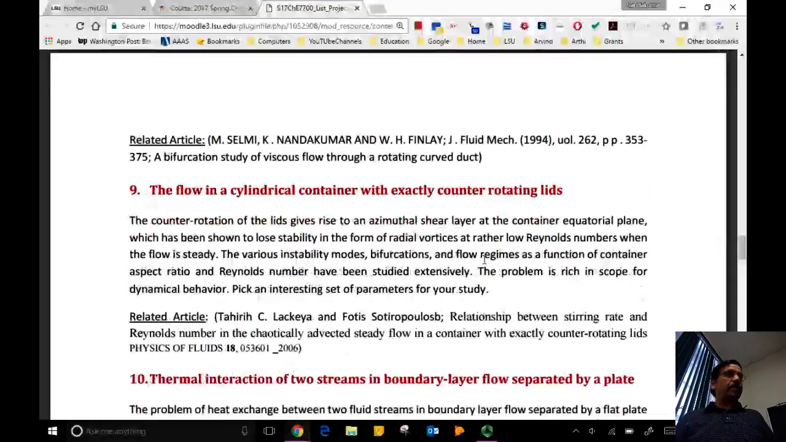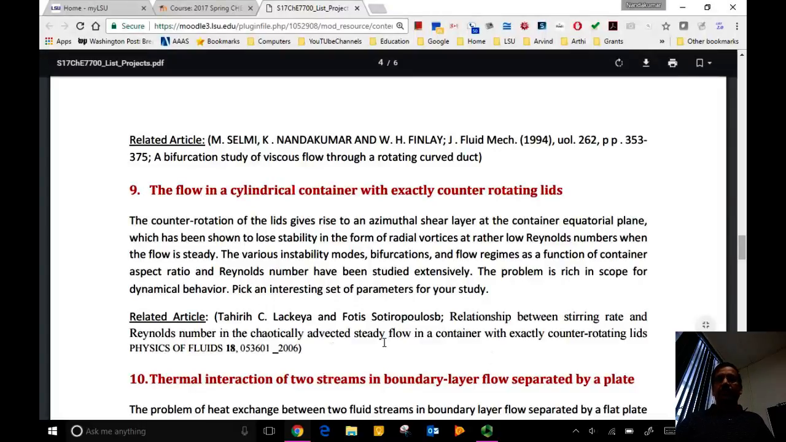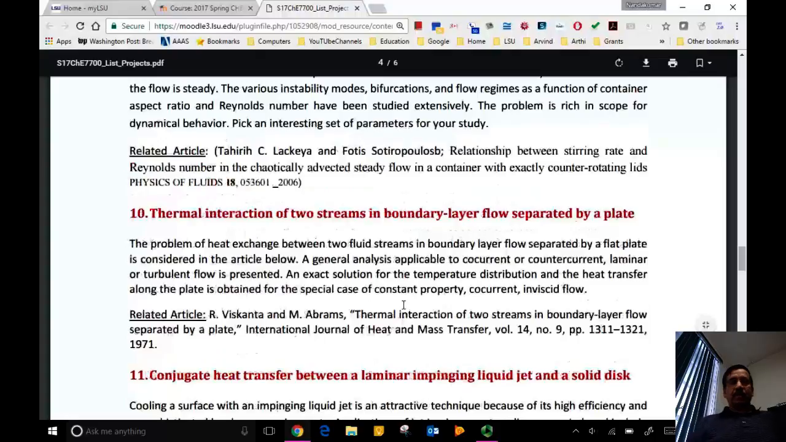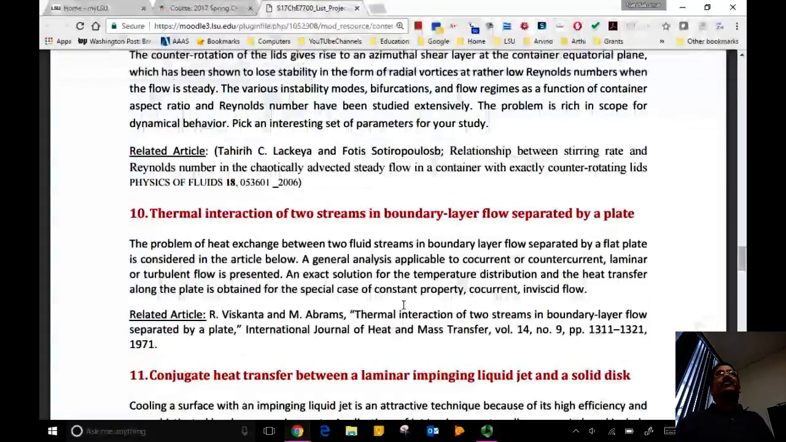A typical project description would be something like this: a title, a brief description of what it is about, and then a reference that will get you started. Every project will have that. If you don't like any of the projects, and you have something in mind you would still like to pursue, just let me know so that I can keep track.